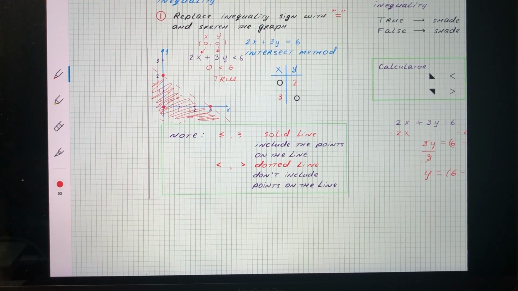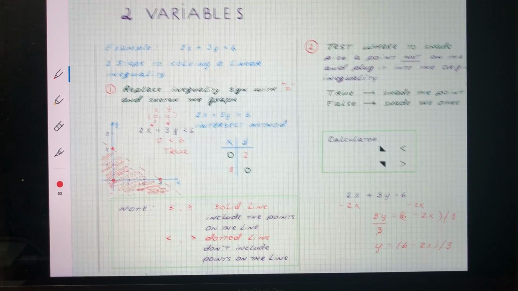So this is how to solve a linear inequality with two unknowns.